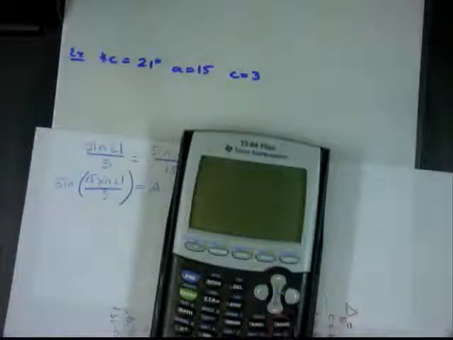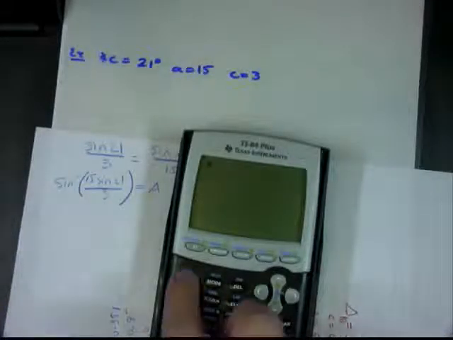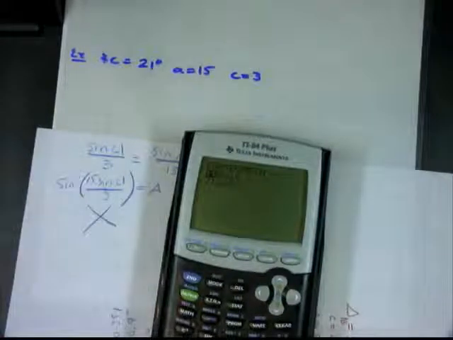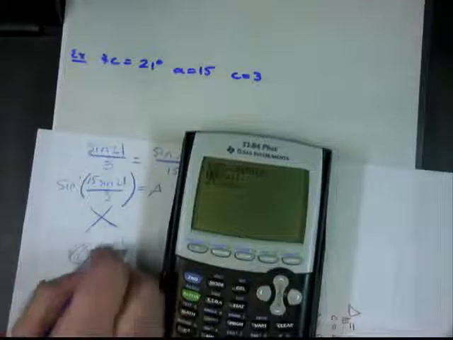All right, so let's try one where none of them work. Here I have angle C is 21, side A is 15, side C is 3. So we're going to take sine of 21 over 3 is sine of A over 15. So A is the inverse of, when I put this in the calculator, second sine 15 sine 21 divided by 3, I get an error. That means I can't even make one triangle. Zero triangles exist.